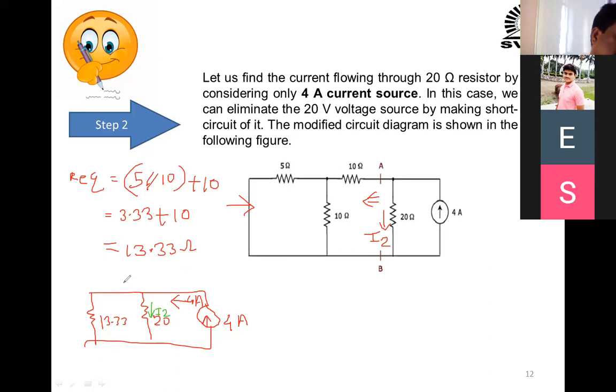So if you are observing this circuit, this is a parallel circuit and 4 ampere current acts as a total current. At this point, the current will divide. Some current will flow through this 20 and remaining current will flow through this 13.33. Means by using current division, we can solve it.